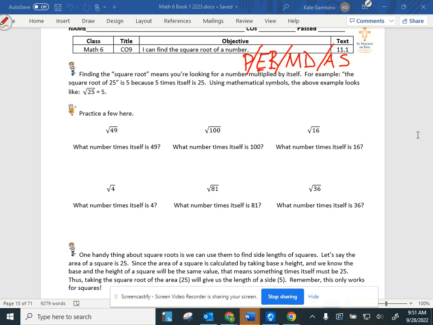It's up to you if you want to. It's just helping you know. A lot of us, when we saw PERMDAS, said, oh, I've heard of PEMDAS, but now I see PERMDAS. What is that? So I'm just explaining what it is for our order of operations.